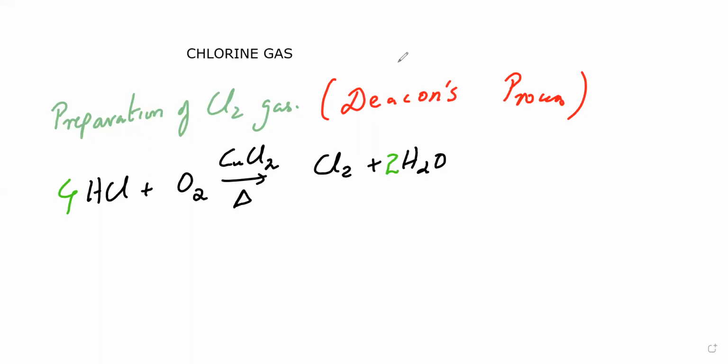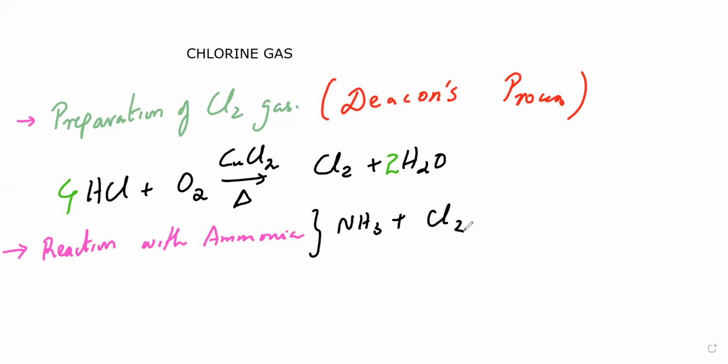Next thing is, what happens if chlorine reacts with ammonia? Reaction with ammonia. So I'll write it down here itself. Ammonia with chlorine. I will put here 3 because it is excess, more amount of chlorine.